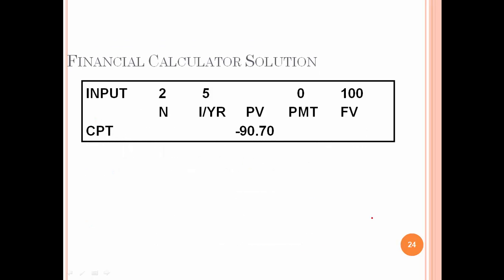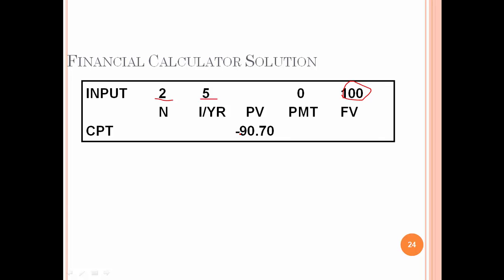So if you want to use your financial calculator to calculate the present value, I have the inputs here. If you input future value as $100, 5% interest rate for 2 years, you compute PV, and it turns out to be $90.70.